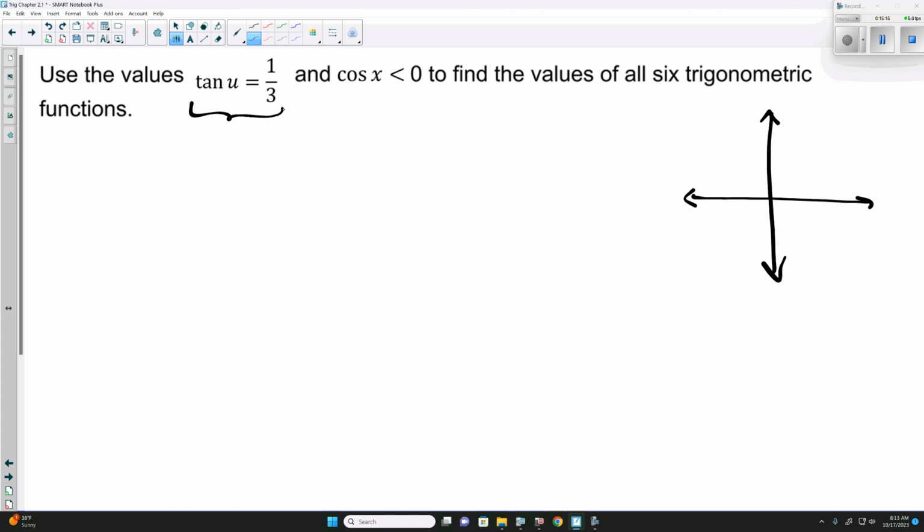Now they tell us tangent of u is 1/3. Okay. And they also tell us cosine of x is less than 0. Cosine is really telling us cosine is what? Cosine is negative, yes? And is cosine dealing with our x or y? And this is going really back to the unit circle.